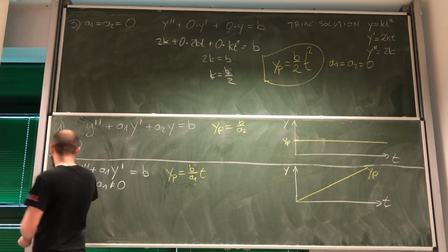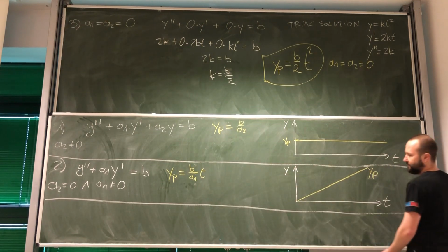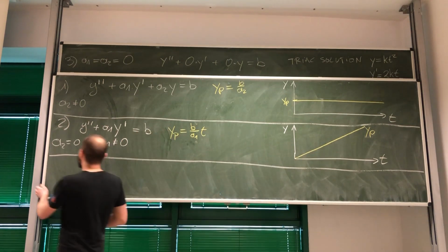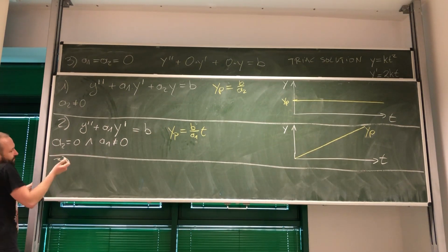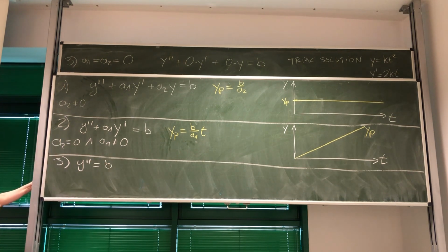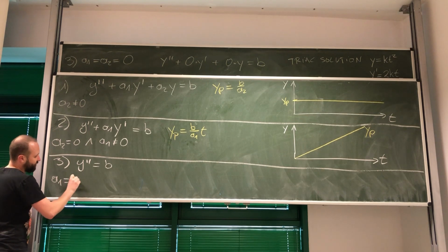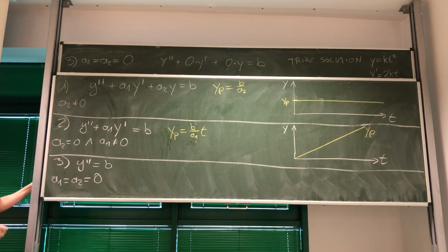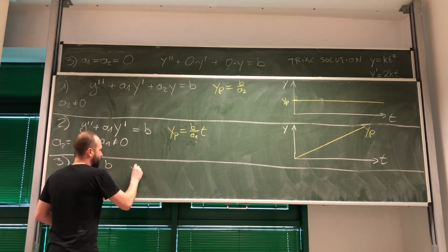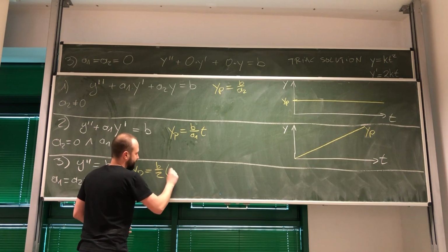Okay, and finally, case number 3. In case number 3, our equation looks like this. But because a1 is equal to a2 is equal to 0, what did we get over here? yp is equal to b over 2 t squared.